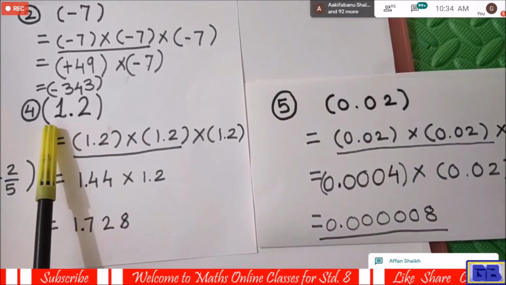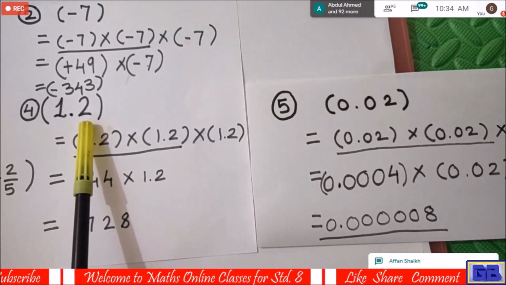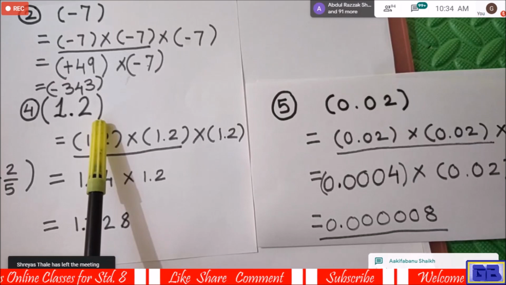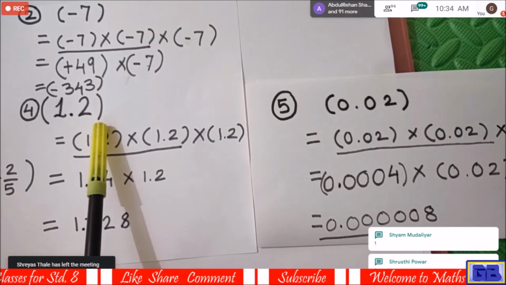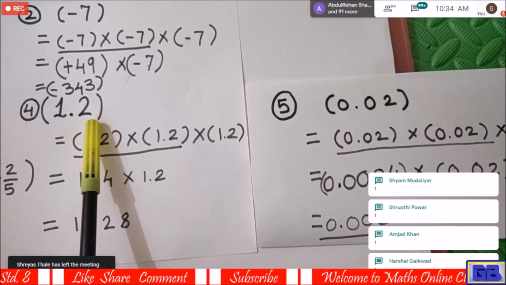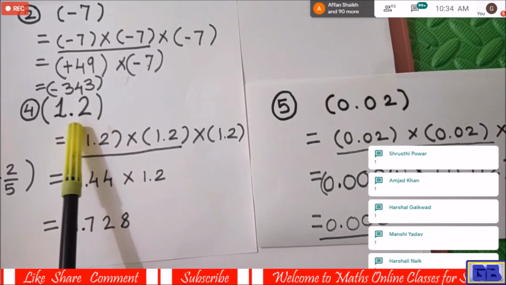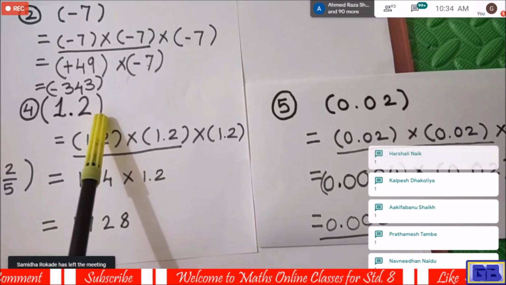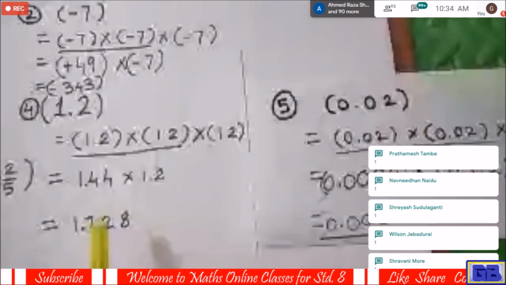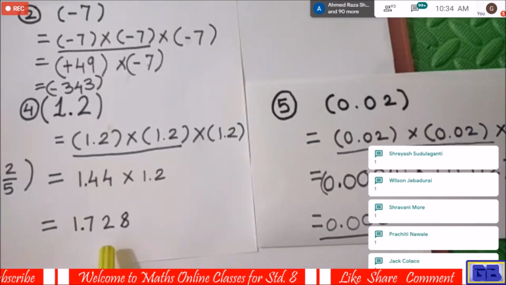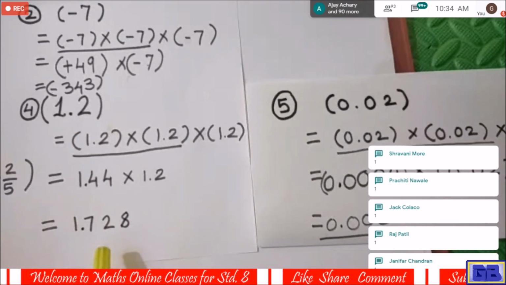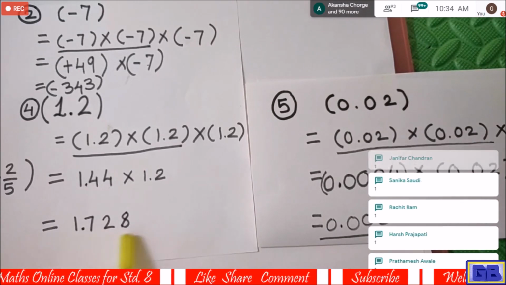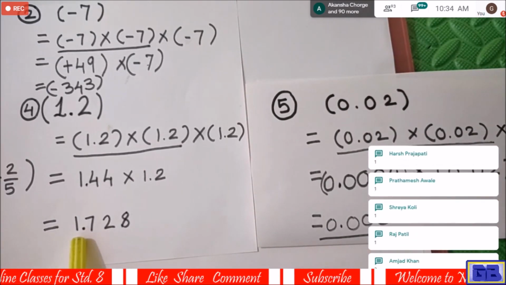In this example, after the decimal point, how many digits are there? In 1.2, how many digits are there? Correct, there is only one digit. If after the decimal point there is only one digit in the given question, then in the product, in the answer, there will be 3 digits after the decimal point.